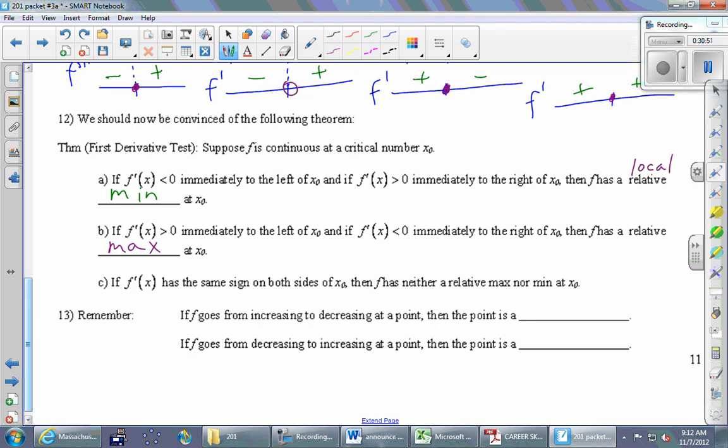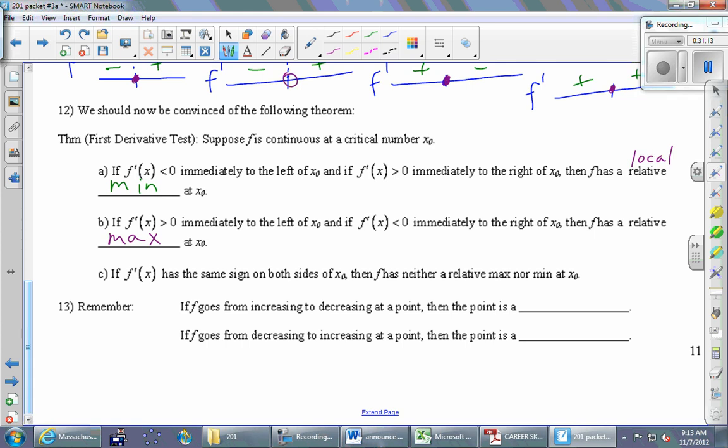And then finally, if f prime has the same sign on both sides, for example, a positive, meaning increasing, and then a positive again, meaning still increasing, then what's going on at that point? Absolutely nothing. Right? Nothing of interest. So if the sign doesn't change, as Abby pointed out, then f has neither a max nor a min.